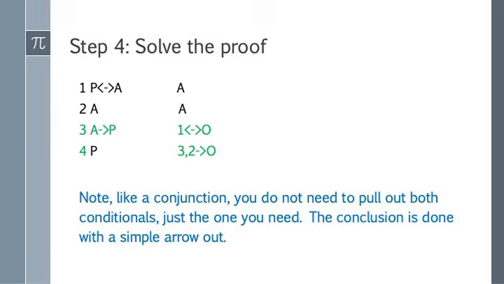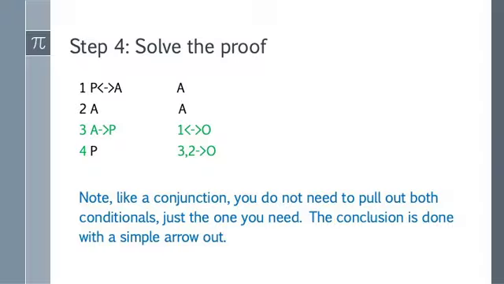P double arrow A means P goes to A and A goes to P. It's both of those together. So we just want the one that says A arrow P. Now, notice, like in a conjunction, you do not need to pull out both conditionals, just the one you need. In this case, we do not need to show P arrow A. We could take that out as well, but we don't need it. We need A arrow P.